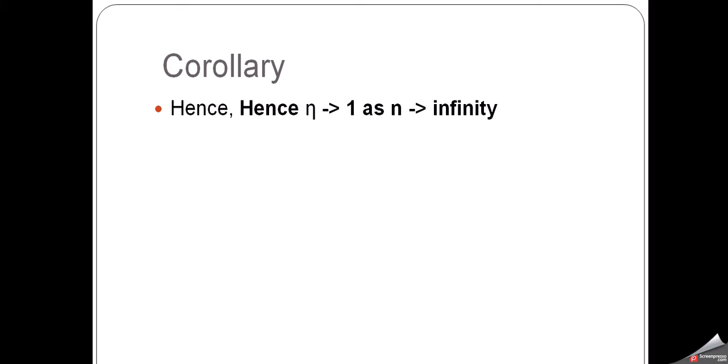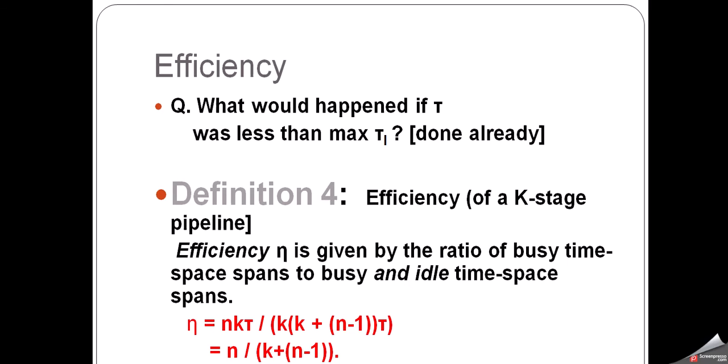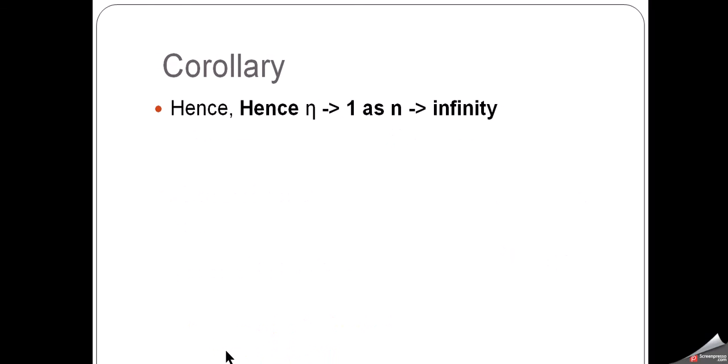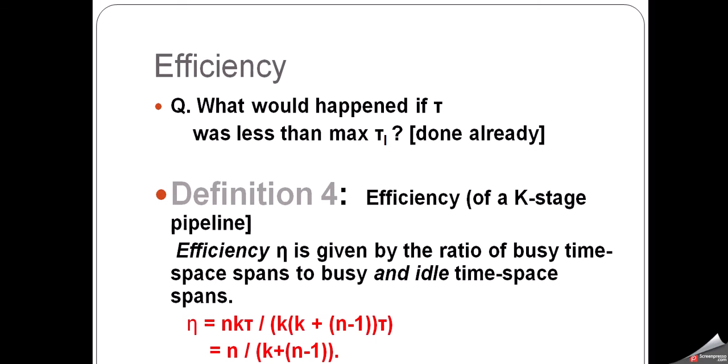Right, so if you think about it, eta tends to 1 as n tends to infinity. I mean, if n's very, very large, eta is going to tend to 1. You can see that quite easily. Okay, so this number is going to approach this number here, n.